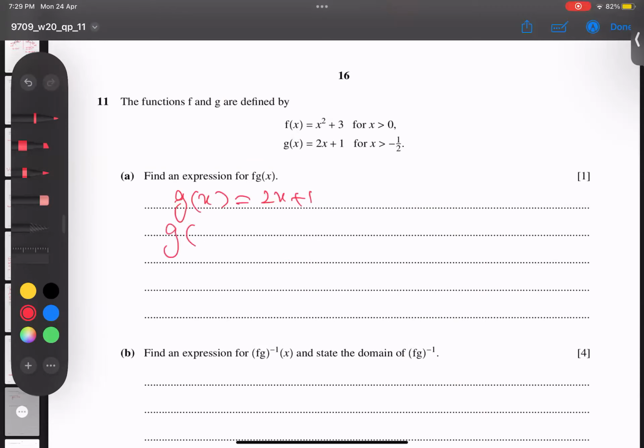How many X's do we have? Empty spaces on both sides. So I'm copying here F of X. Sorry for that, I did the opposite. He's saying put G in F, so first of all, copy F.